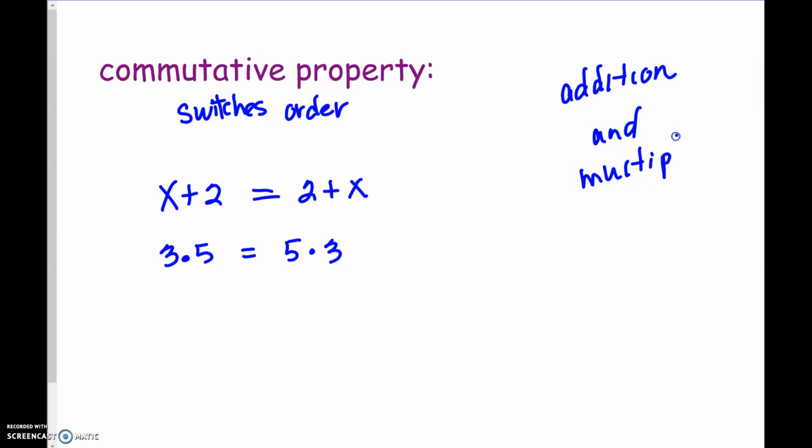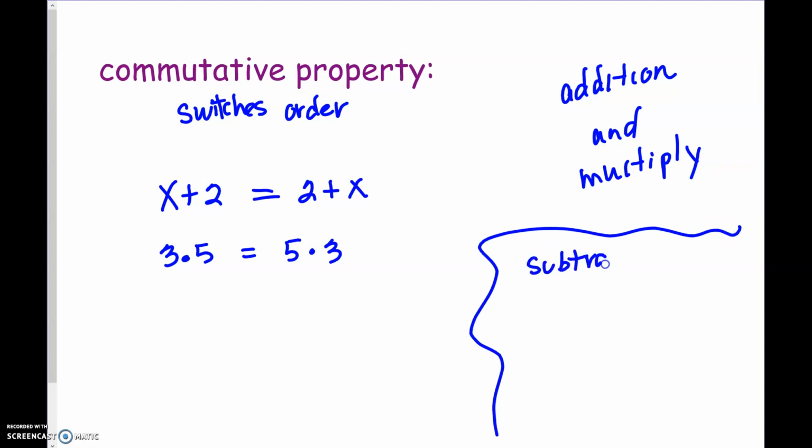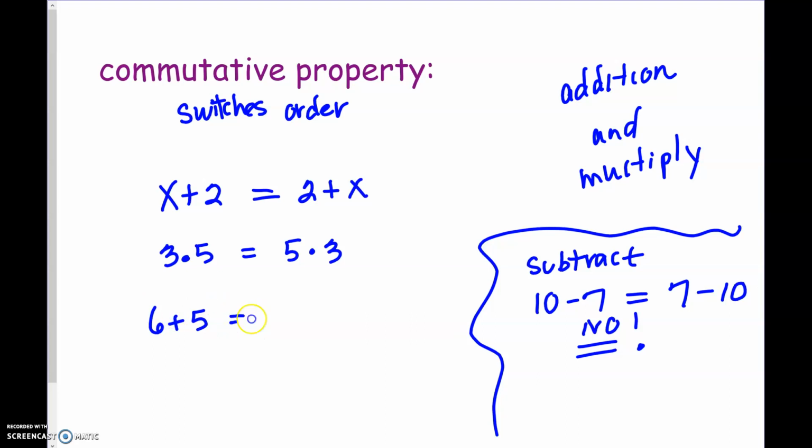So can we switch the order for subtracting? Does this work when you subtract? Is 10 minus 7 the same thing as 7 minus 10? And the answer is no. So subtraction is not commutative. But when we are adding things together, we can add them in any order. So if we take 6 plus 5, that's the same thing as taking 5 plus 6, switching the order.